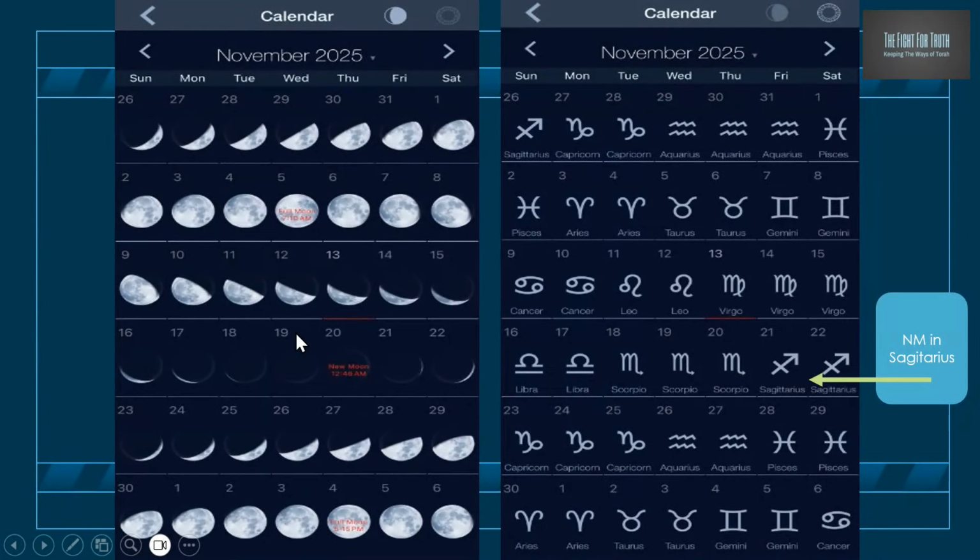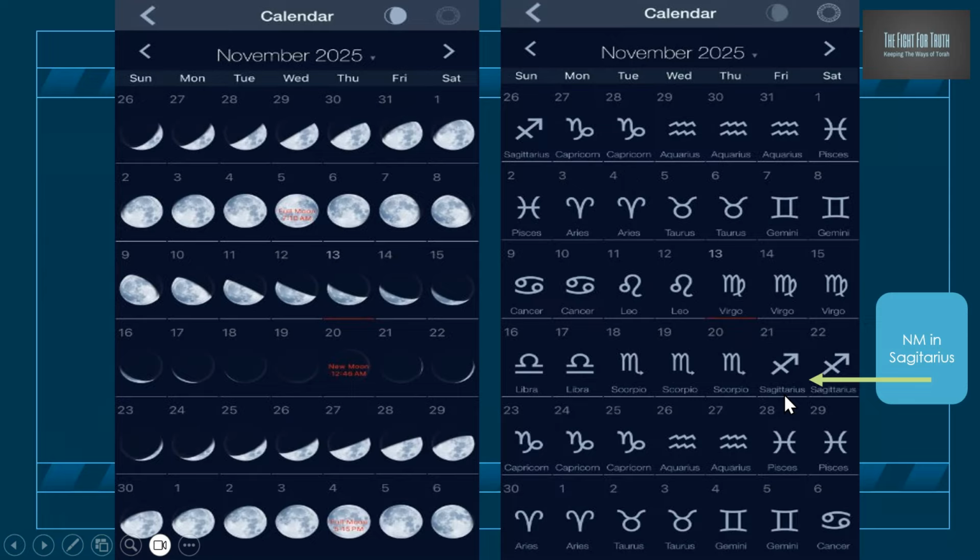Here we have the 20th of November, the new moon. And let's see what it's going into. It's going in from Scorpio in the middle of the night. It's going into Sagittarius. So we have confirmation on several platforms that indeed our new moon for the 9th month will be in Sagittarius. We know we're in the 9th month.